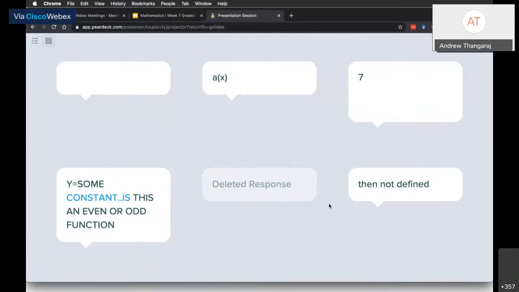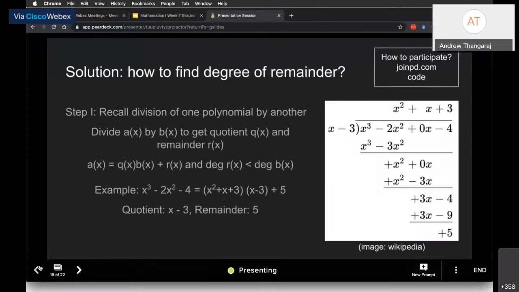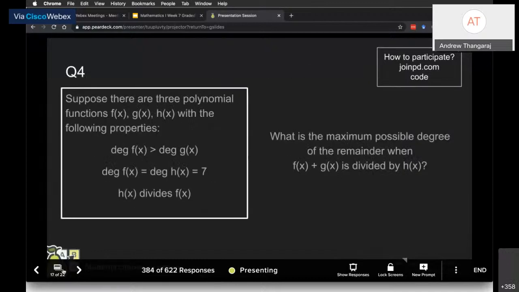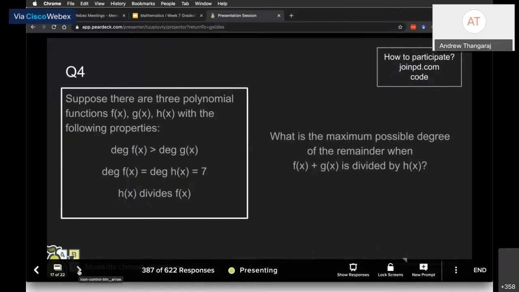So yeah, it's difficult to say, right? It's given h of x divides f of x, and the question also said that the degrees of f of x and h of x are equal to 7, and degree of f of x is greater than degree of g of x. Okay, remember all these things.